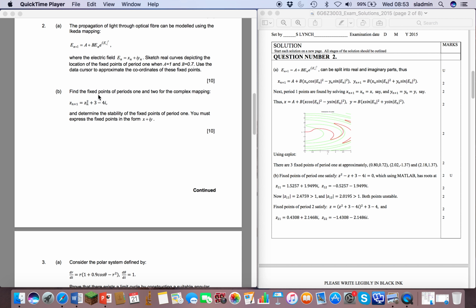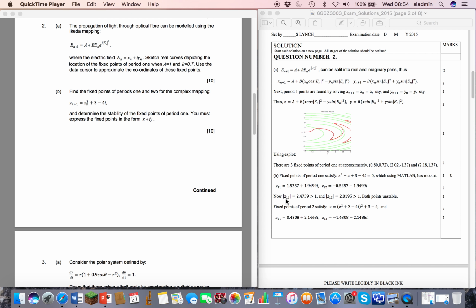So for part B, we want to determine the fixed points of period 1 for this mapping. So again, we assume that z_{n+1} equals z_n, call it z say. We get this simple quadratic formula. We use MATLAB to solve this quadratic equation, and then we use VPA to put it into the form x plus iy. So here are our 2 fixed points of period 1.